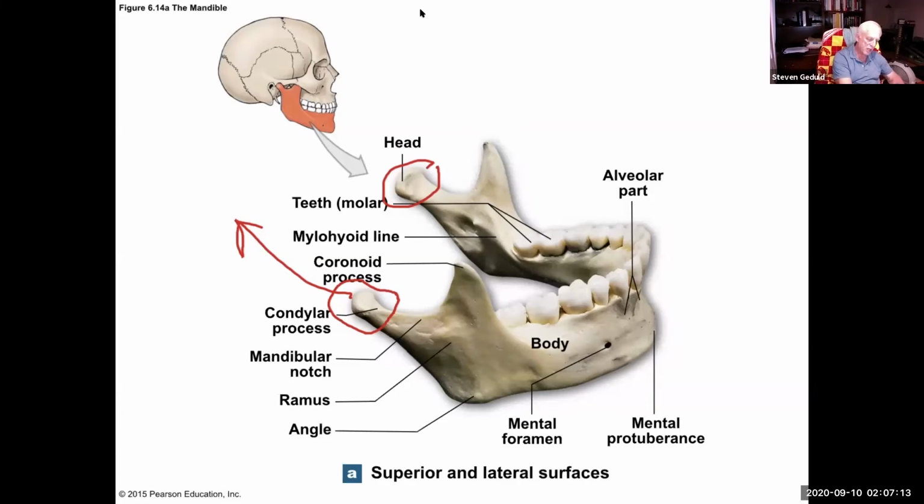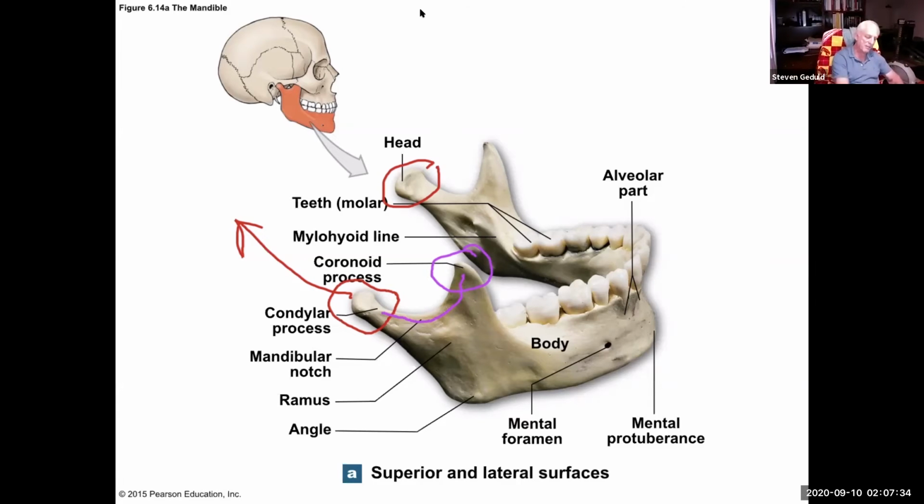This is your notch. Let's use purple. This area right here is your mandibular notch. Okay. This is the coronoid process. So you have your condylar process, your mandibular notch, and your coronoid process. Those are all the three areas up in the top part there.